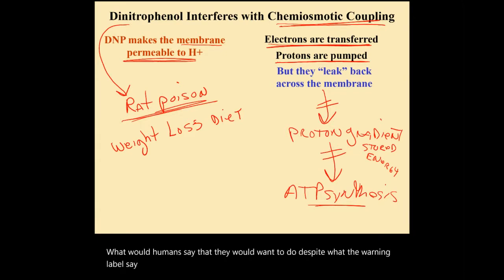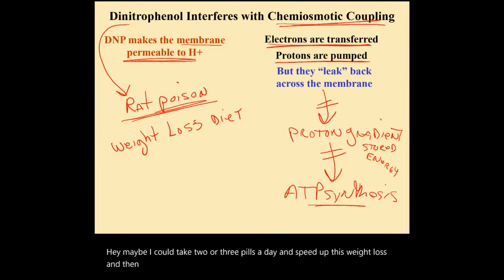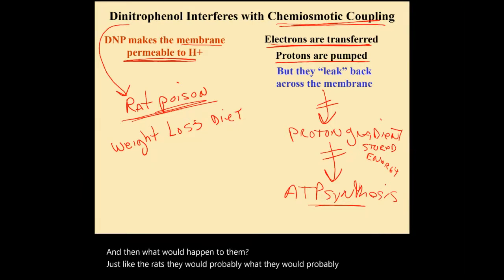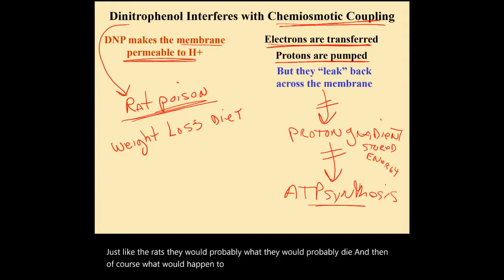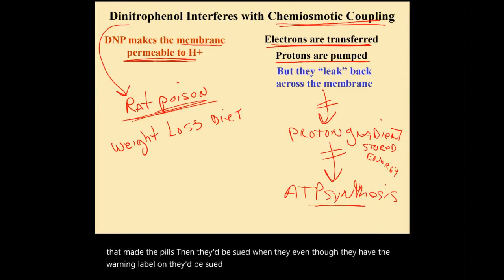Well, if I could lose 7 pounds in 2 weeks if I take one pill, hey, maybe I could take 2 or 3 pills a day and speed up this weight loss. And then what would happen to them? Just like the rats, they would probably die. And then, of course, what would happen to the pharmaceutical company that made the pills? They'd be sued, wouldn't they? Even though they have the warning label on, they'd be sued, correct? Because too many people would start dying.